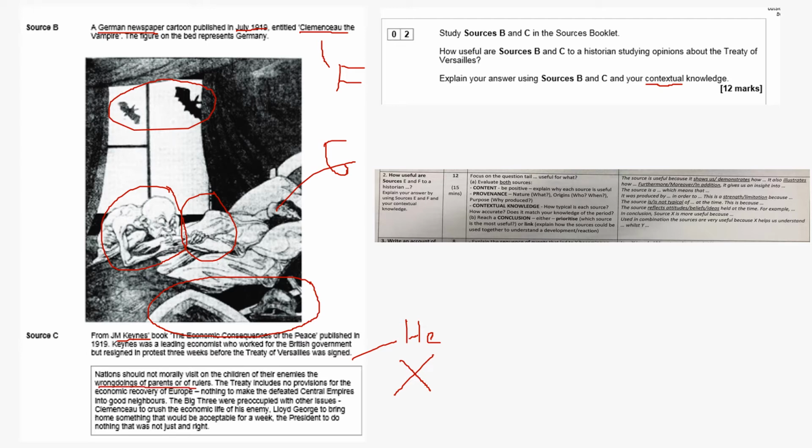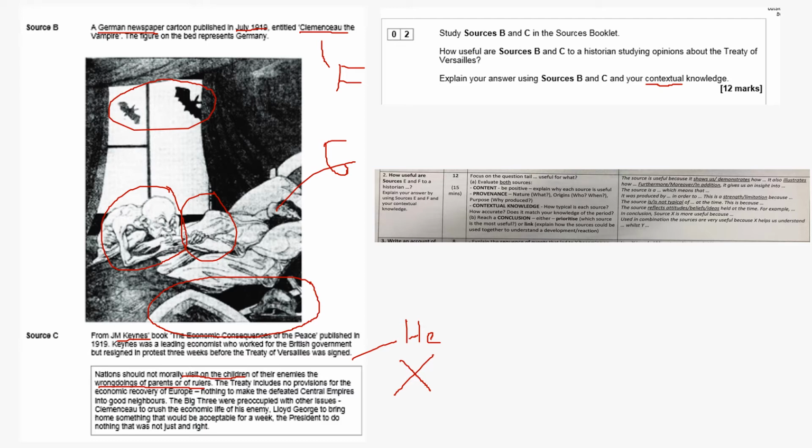Lloyd George is looking to make something acceptable for his people, so Britain do for the people, and the American leader just wants to do the right thing to keep peace. So again, when we're writing our answer here, make sure that you have explained that it reflects ideas and beliefs.